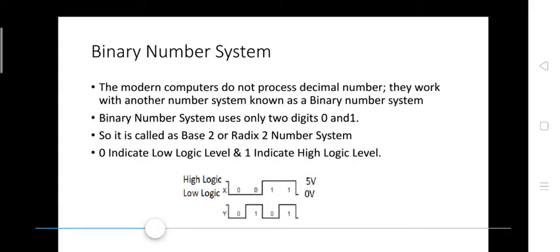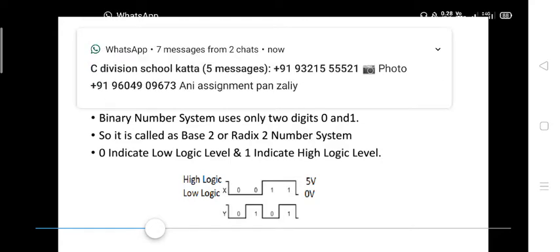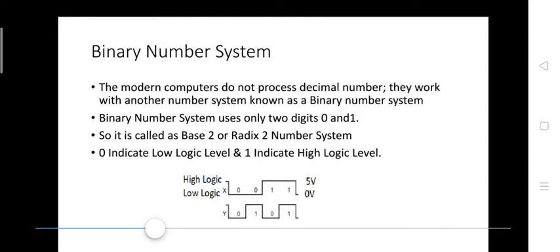Then we started the binary number system. All modern computers operate on the binary number system. It contains only two digits, 0 and 1. It is also called base 2 or radix 2 number system. 0 indicates low logic level, which corresponds to 0 volt. 1 indicates high logic level, which corresponds to 5 volt.